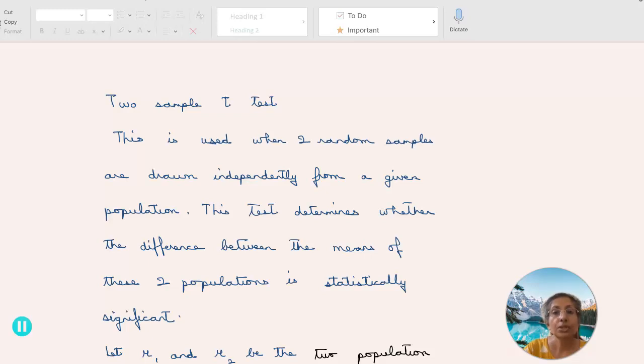So welcome to this lecture, and today we will be discussing the two-sample t-test, what it is and how to solve problems based on it. The two-sample t-test is used when two random samples are drawn independently from a given population, and this test determines whether there are actually two populations. So from two populations, this test determines whether the difference between the means of these two populations is statistically significant. So there are two populations, we draw two random samples from them.